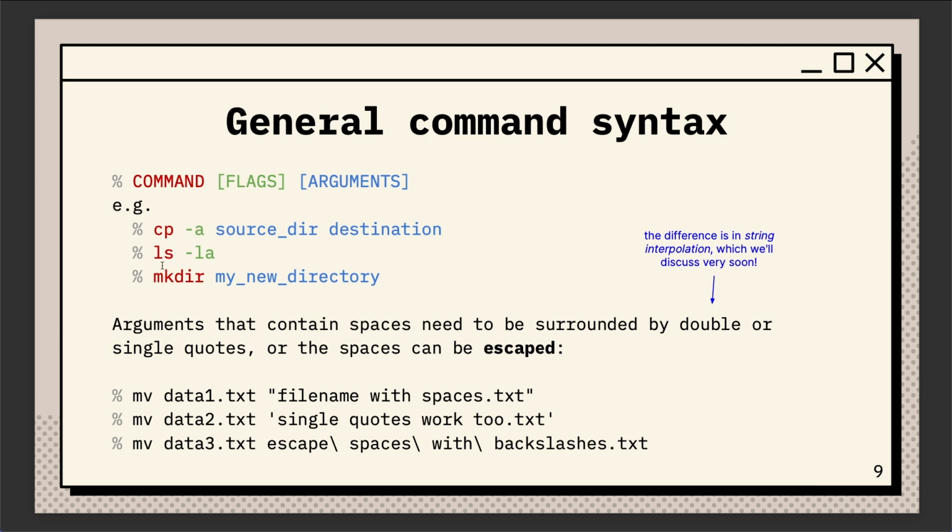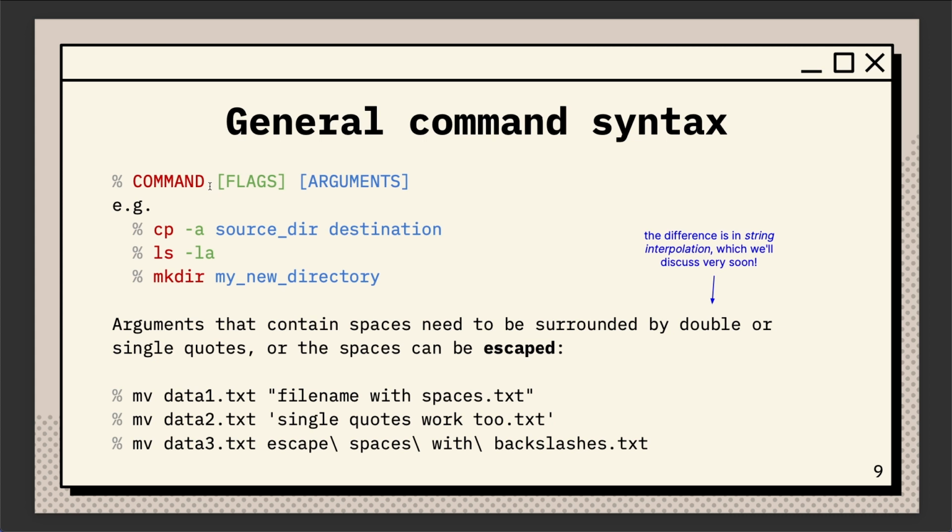For the second command, this list command, we don't have any arguments, but we have the command itself, as well as options to the command, so -la. And finally, we have a command that doesn't have any flags, but takes in required arguments. So make the directory called my_new_directory.